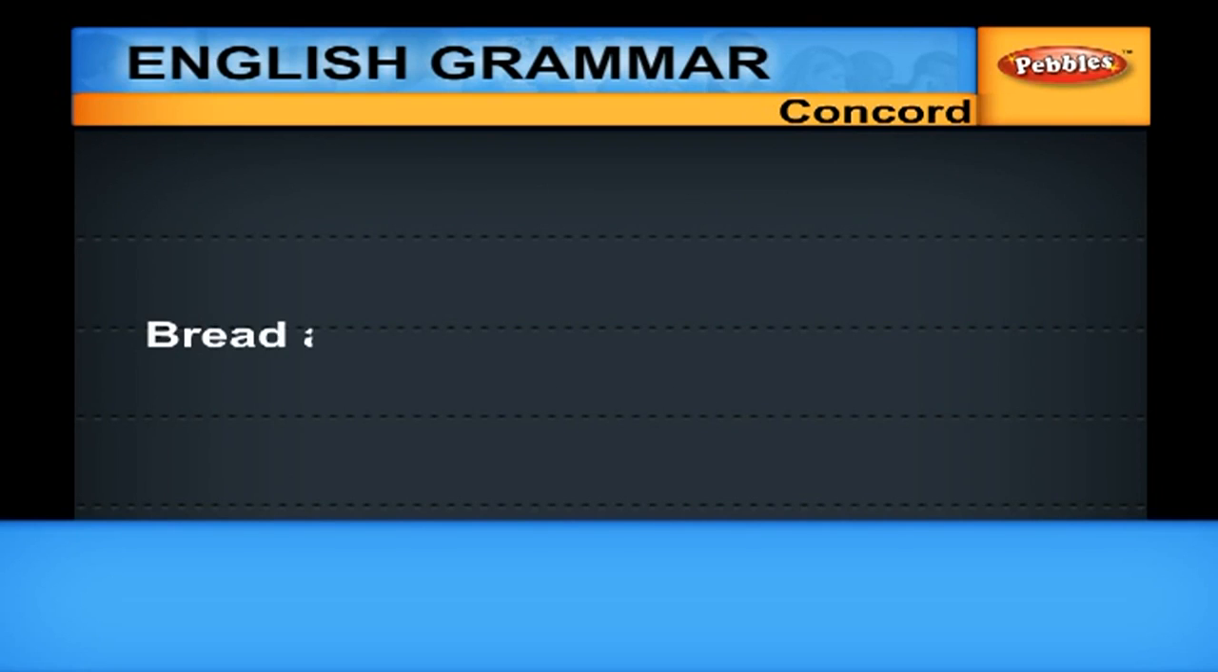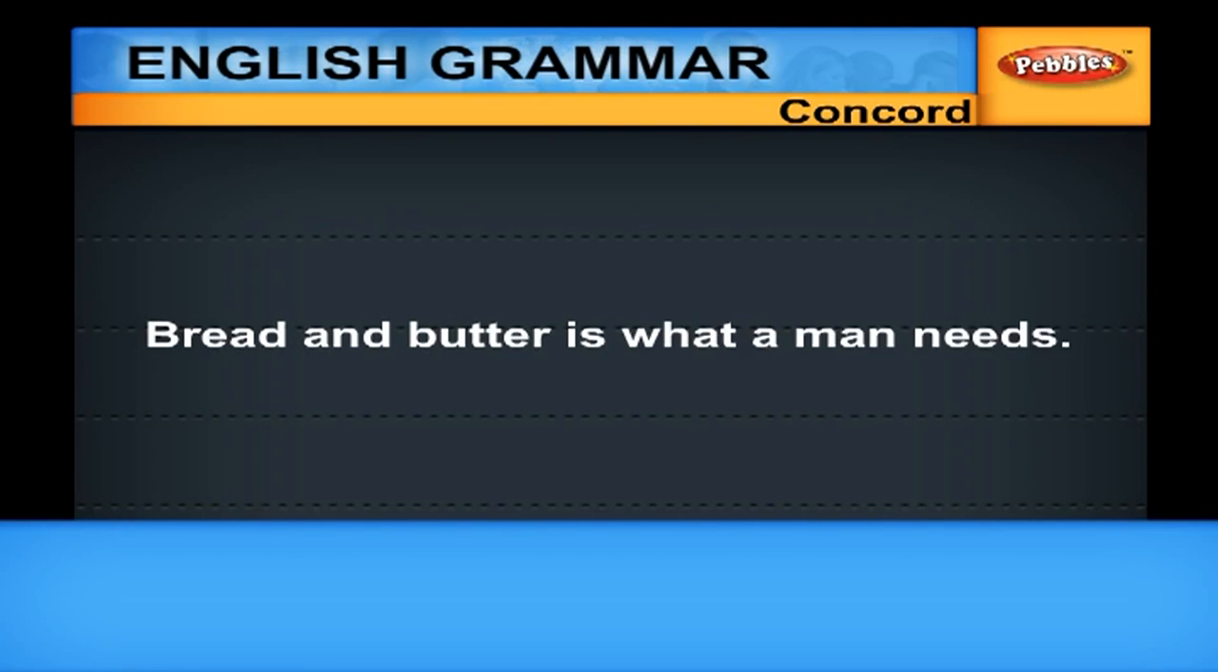If two singular nouns are connected by and but expressing one idea, we have to use only a singular helping verb. Don't forget. Bread and butter is what a man needs. Here, bread and butter are two singular nouns connected by and, it expresses one idea, so the singular helping verb is.